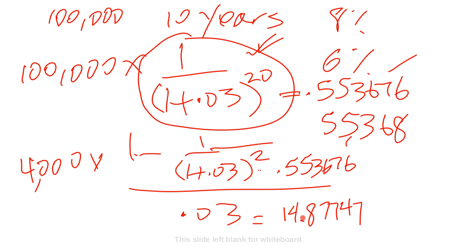Now, take this number, 14.87747, multiply that by 4,000. You get 59,510. Now, add these two numbers, add 55,368 and 59,510, you get 114,878.